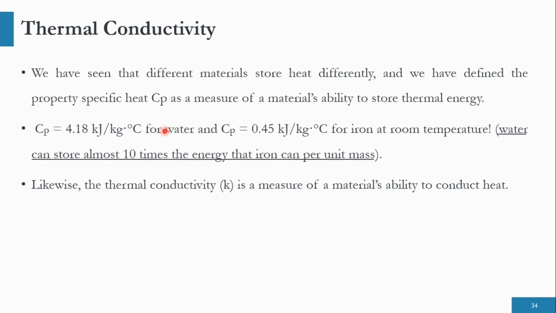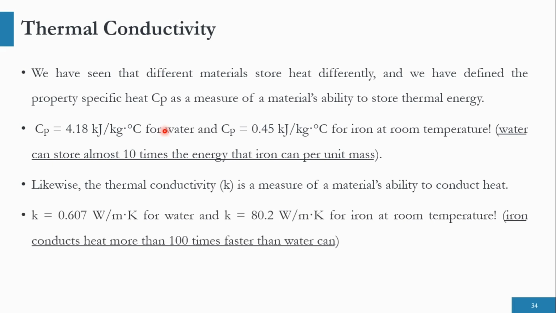However, thermal conductivity is the opposite of it, but the concept is the same: thermal conductivity is related to heat transmission, or the material's ability to conduct heat. For example, if we say K is equal to 0.607 for water and 80.2 watt per meter Kelvin for iron, it means that iron conducts heat 100 times faster, or 100 times more, than water can. So the storage capacity of water is higher than iron, but the ability to transfer heat for iron is more than water. So Cp and K, you can say, are opposite things.